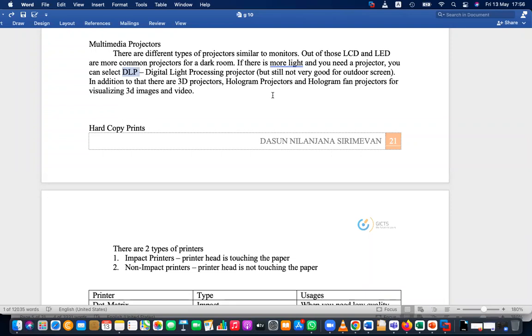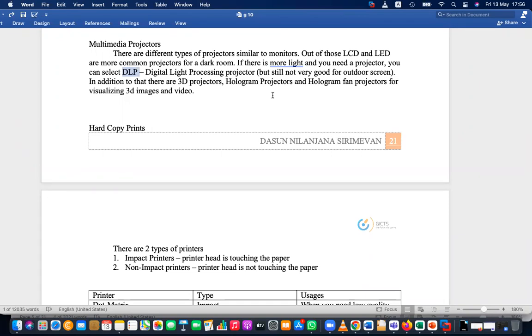If it is dark, you can project. But if the environment is not dark, projection is quite difficult because it's not clear.